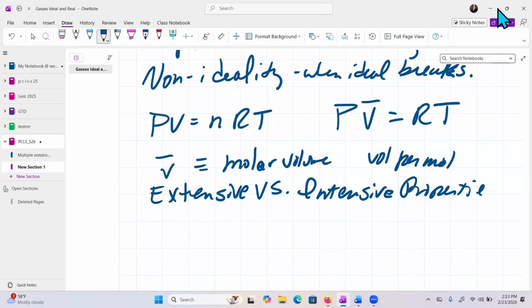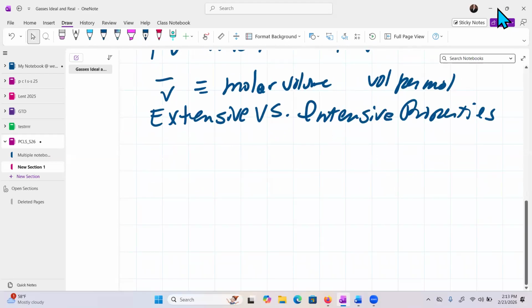And this will become important in thermodynamics. So extensive means that it's directly proportional to the size of the system, like the volume. But intensive means it doesn't depend on the size of the system. It's something that's more or less always true, like pressure, temperature, and density. So what we do by converting from V to V bar is we are able to convert from something that does depend on the size to something that does not.